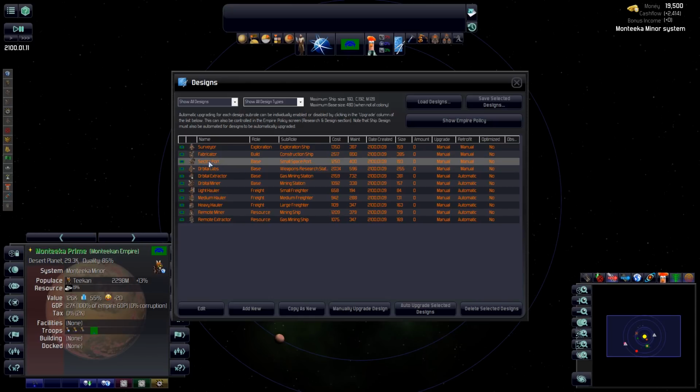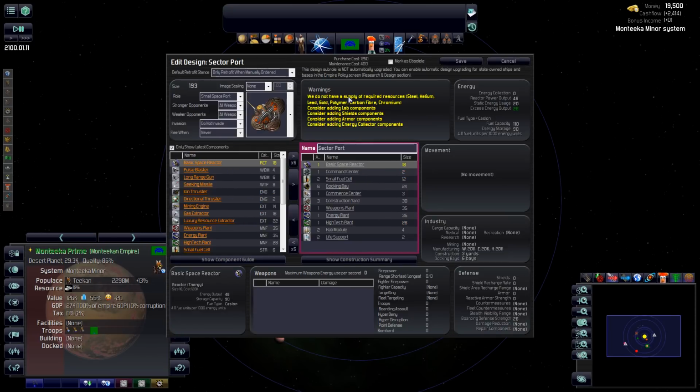And sector port, very bare bones. All these designs, I basically just satisfied whatever the warnings were, and pretty much that's it. So I've ripped all the labs off of here, or I didn't put any on. And there's no cargo because we're above a colony, so we share the planet cargo capacity. So it's just very bare bones, 3 yards for construction, some docking bays, and that's about it.